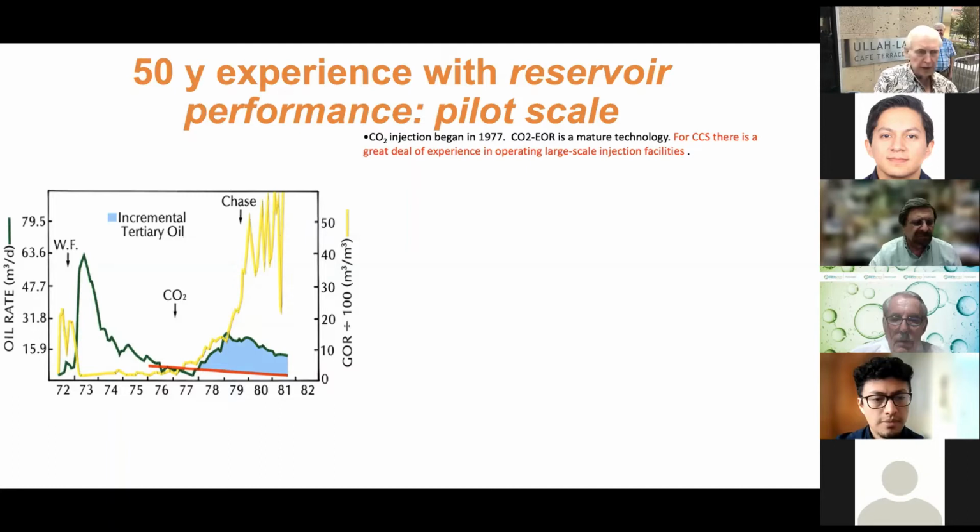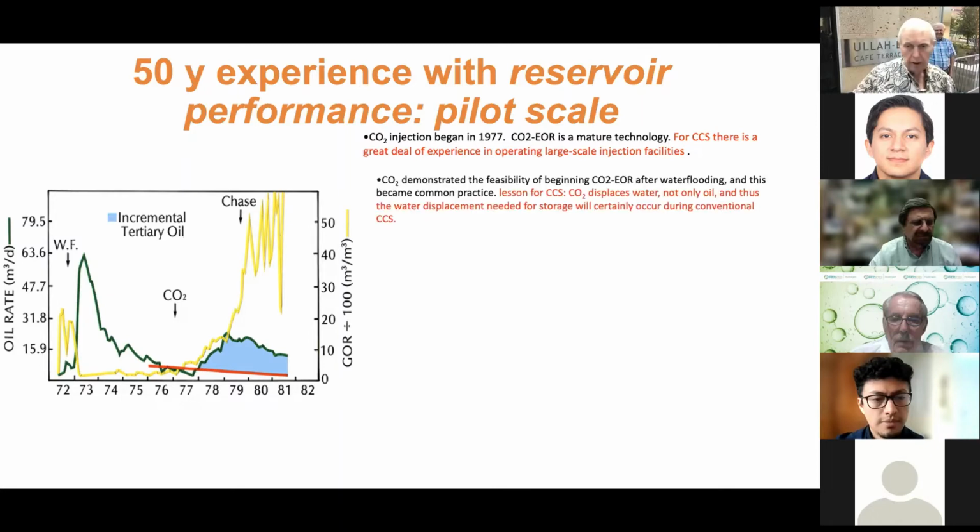The CCUS community should know that there's a great deal of experience in operating large-scale injection facilities. Please don't send a proposal into the Department of Energy saying you're going to study large-scale injection. That has been studied for a long time. The second thing is that this project demonstrated the feasibility of beginning CO2 after a water flood.